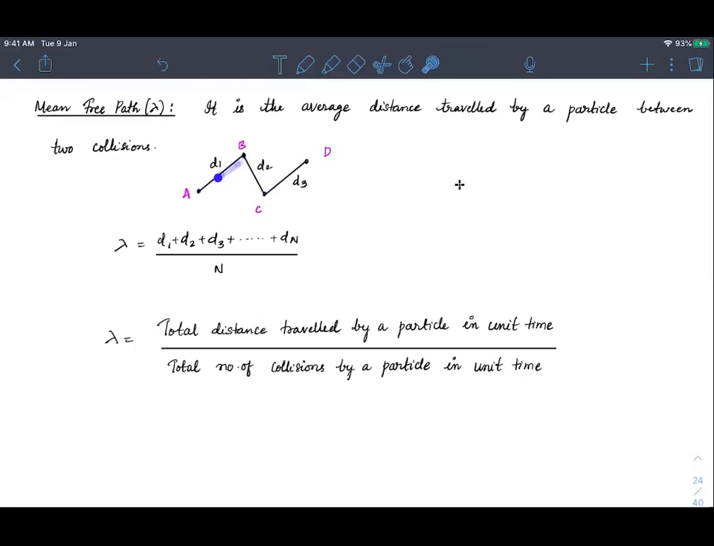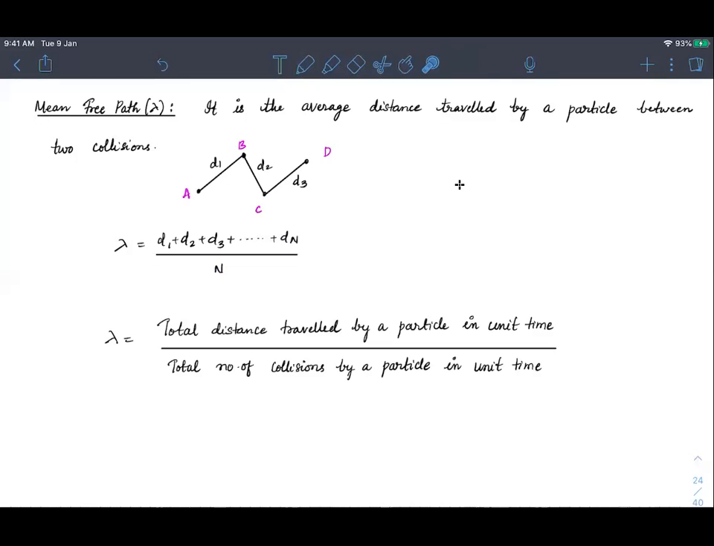Every time a collision happens, a particle is covering a certain distance. Let us say that distance be D1, D2, D3 and so on. So the average of all distance by the total number of collisions, n is the total number of collisions, that will give us lambda. Okay, everybody understood that? So this is by definition, lambda is the average distance covered by n.